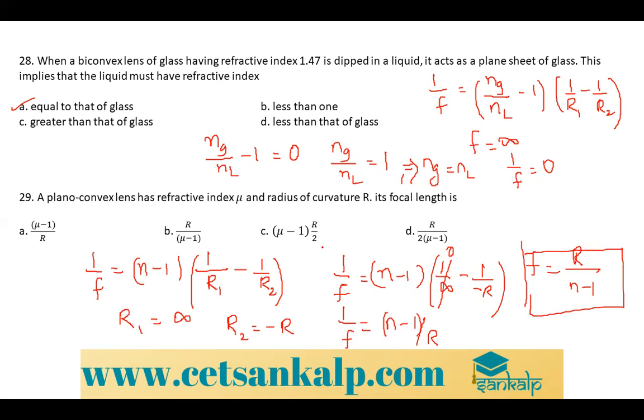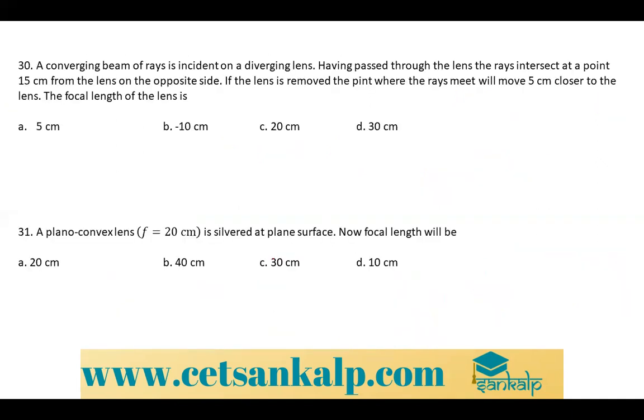So instead of n, they've taken mu. Okay. So option B is the right answer. Option B is the right answer. Clear? Next problem.